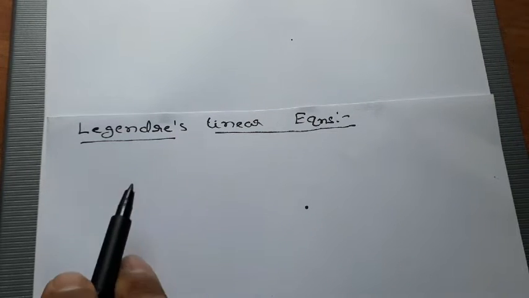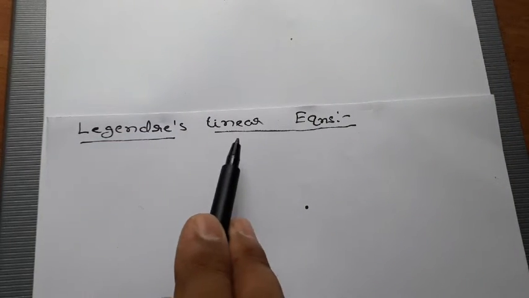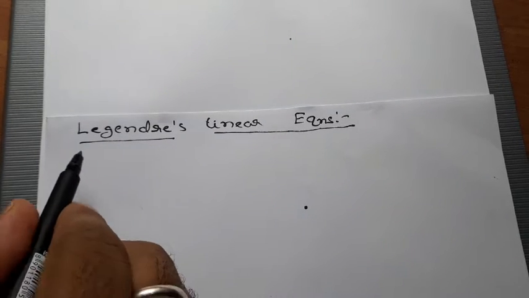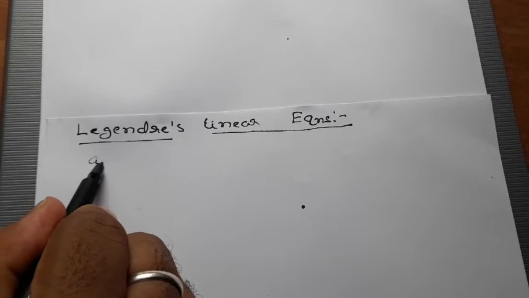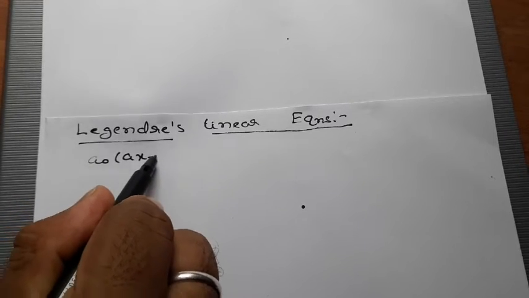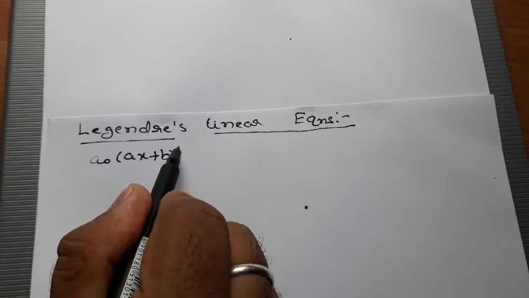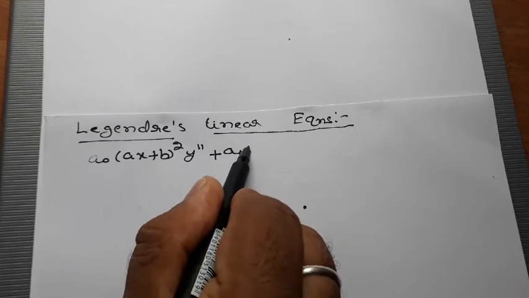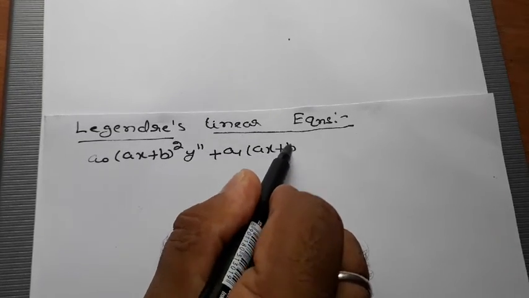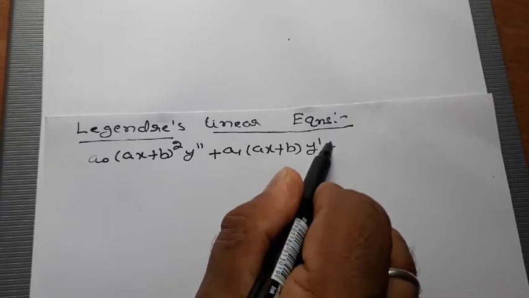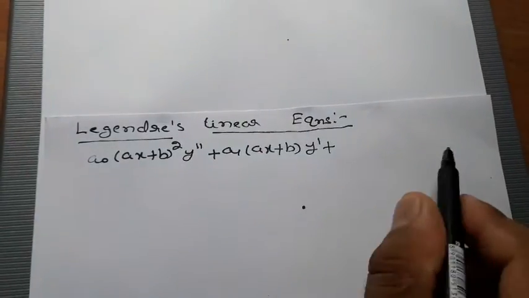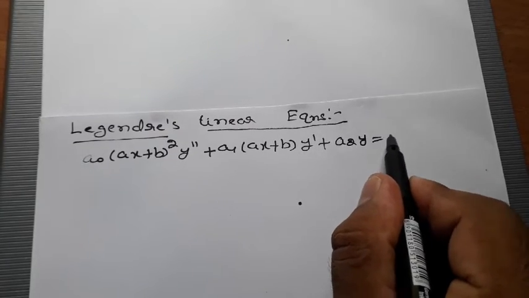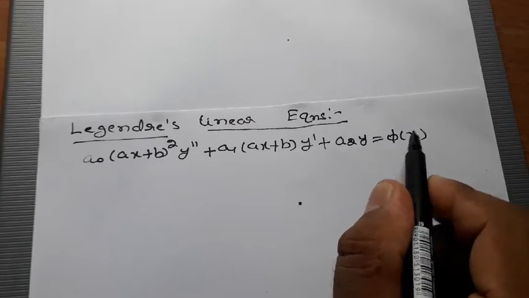Okay, now we move on to the next topic, that is Legendre's linear differential equation. So the equation is of the form a0 (ax plus b) squared y double dash plus a1 (ax plus b) to the power of 1 y dash plus a2 y is equal to phi of x.